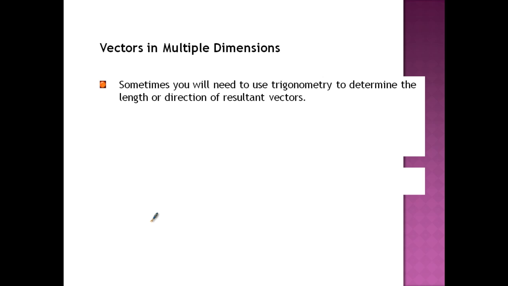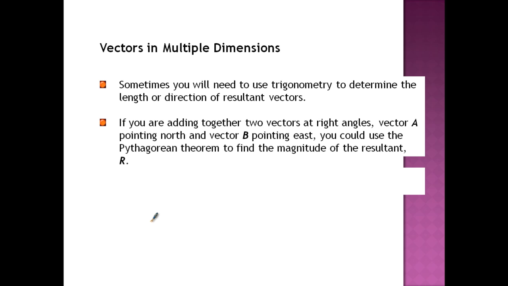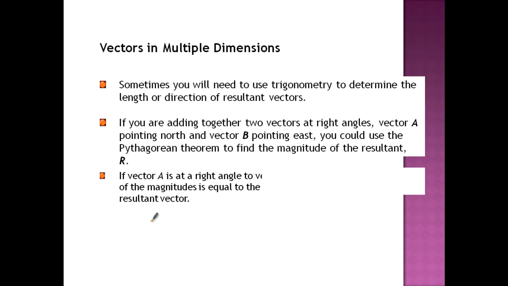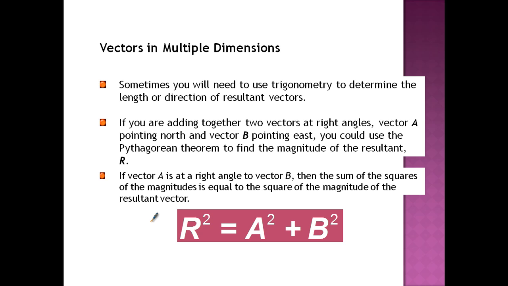Sometimes you'll need to use trig to determine the length or direction of resultant vectors, which is why I teach you trigonometry, why we review it. So if you're adding together two vectors at right angles, vector A pointing north, vector B pointing east, you could use a good old Pythagorean theorem to find the magnitude of the resultant. And we usually call the resultant vector just a capital R, make sure it's bold. So if vector A is at a right angle to vector B, then the sum of the squares of the magnitudes is equal to the square of the magnitude of the resultant vector, which is just the Pythagorean theorem. C squared equals A squared plus B squared. Instead of C here, though, we call it vector R.